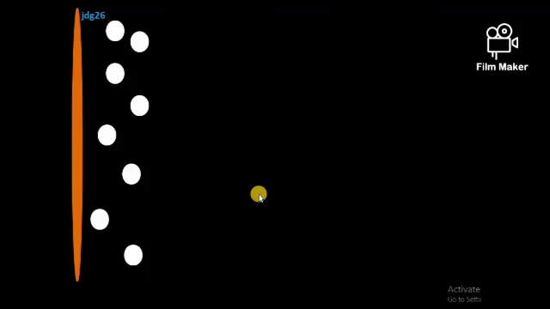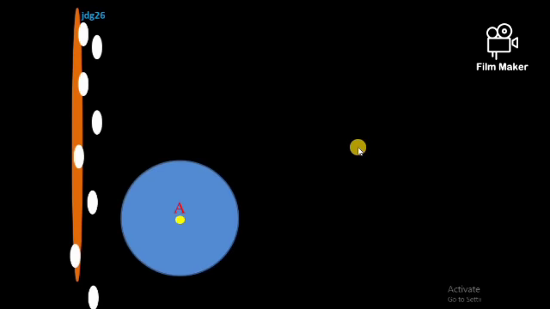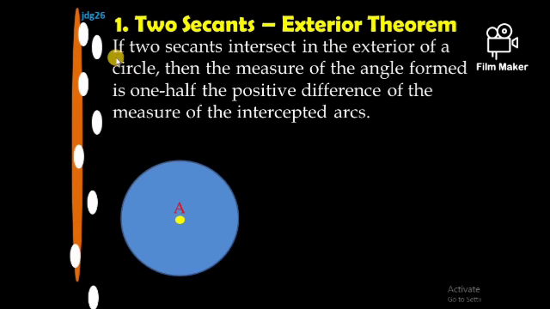Good day everyone! Today, we are going to discuss angles formed by secants and tangents. Let's have the first one, the two secants exterior theorem. Ang ibig sabihin nito, meron tayong dalawang secant na nag-intersect outside the circle. If two secants intersect in the exterior of a circle, then the measure of the angle formed is 1/2 the positive difference of the measure of the intercepted arcs.